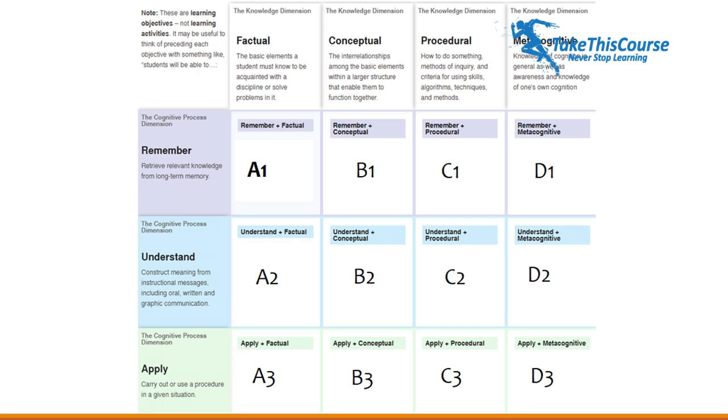So how can I link with them? This is the way we can do that, because we can move from one step to each step. So I put A1, B1, C1, D1 to give you another perspective: we can go with remember plus factual, remember plus conceptual, remember plus procedural, and remember plus metacognitive. So basically on the knowledge dimension side, you are increasing one by one the depth of the knowledge itself.